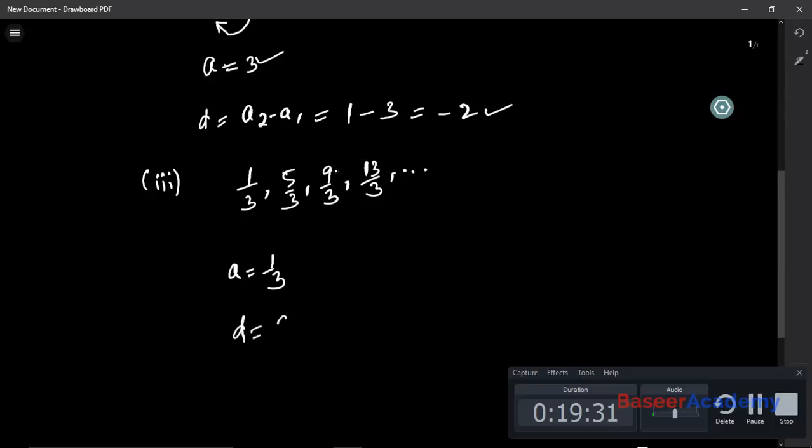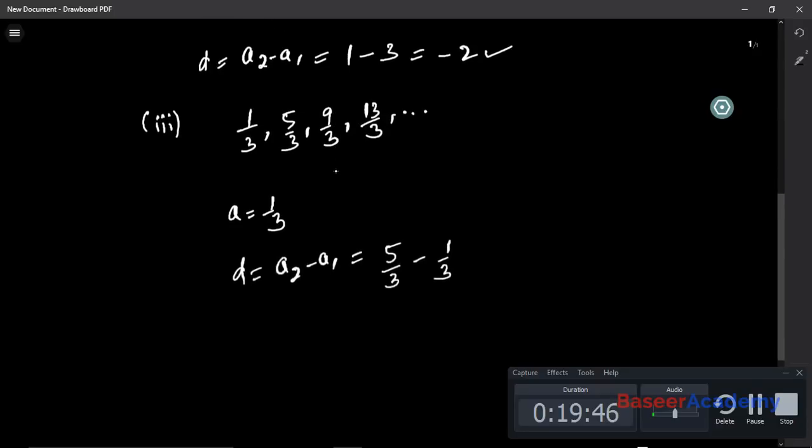And the difference, just find out A2 minus A1, you'll get the difference. What is the second term here? A2 means the second term. Second term is 5 by 3. And what is the first term here? First term is 1 by 3. They just wanted us to find out the first term and the difference, right? It's simple. The first term is 1 by 3. Difference is A2 minus A1. A2 is 5 by 3. A1 is 1 by 3.